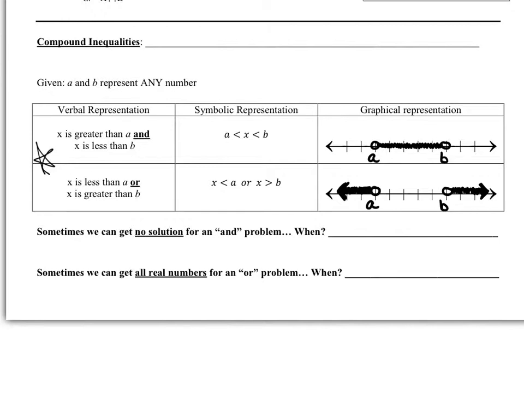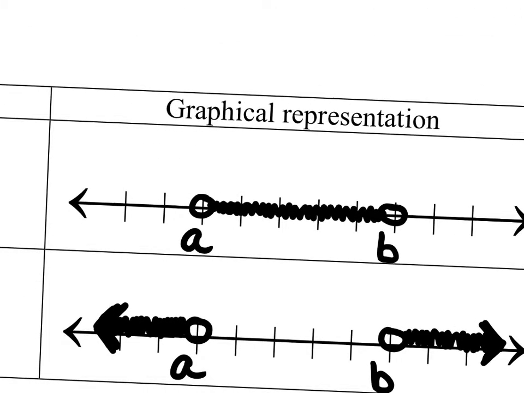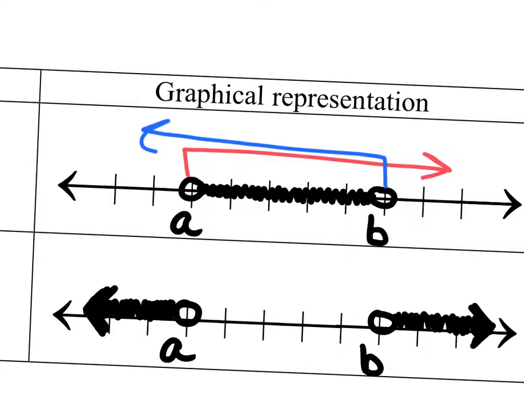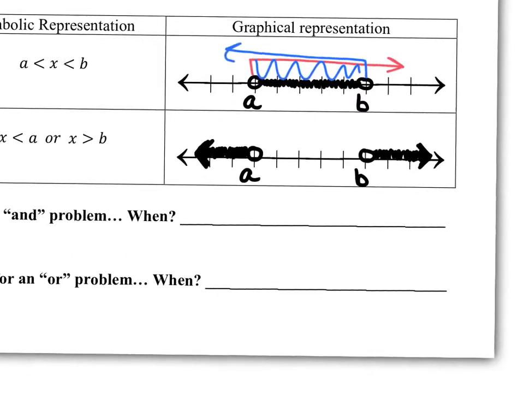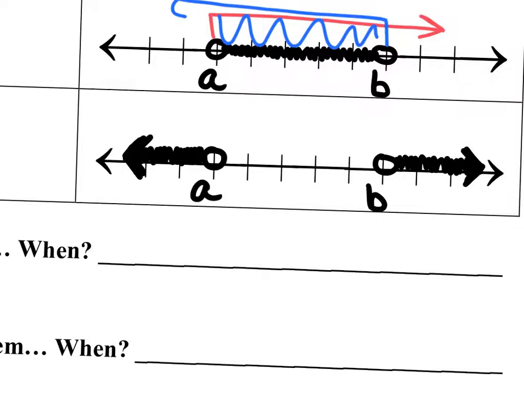We get a solution with an and problem when the two arrows overlap. That happens in something like this, where we said x was greater than a. We said x was less than b. And the two arrows overlap right in the middle. Okay, so there is a solution in this case. What happens if there is no overlap? If there's no overlap, okay, the inequalities don't overlap at all, we do end up with no solution. So there's no solution when the two inequalities don't overlap.